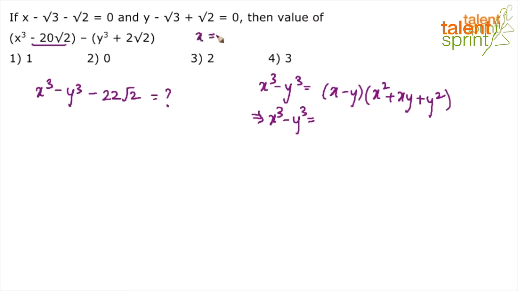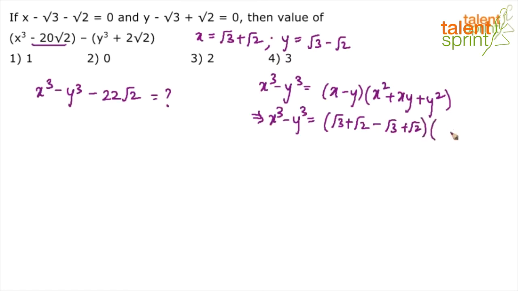Here x equals root 3 plus root 2 and y equals root 3 minus root 2. So substitute now x minus y. Root 3 plus root 2 minus root 3, minus of minus becomes plus, root 2 into x squared. So what will be x squared here?